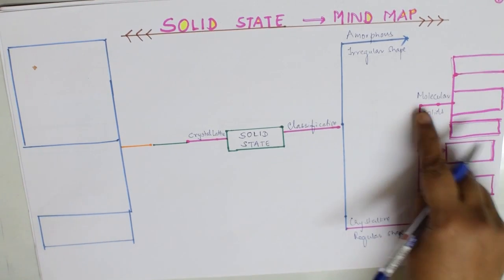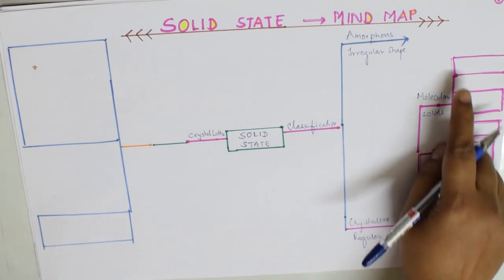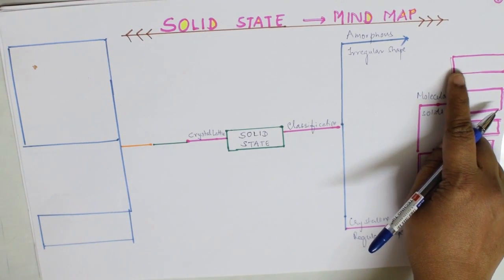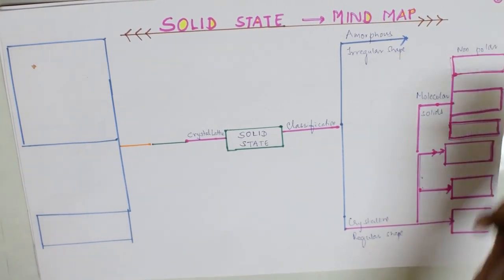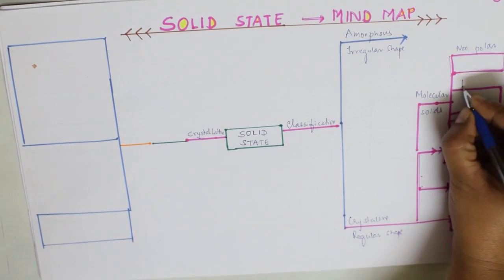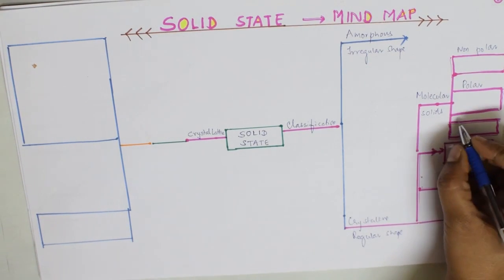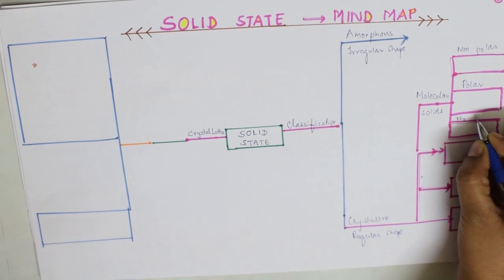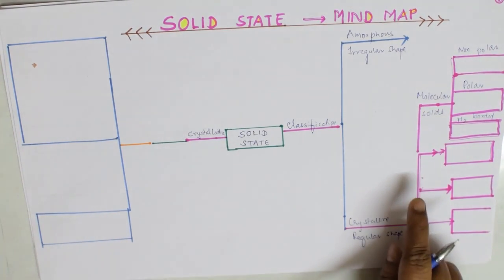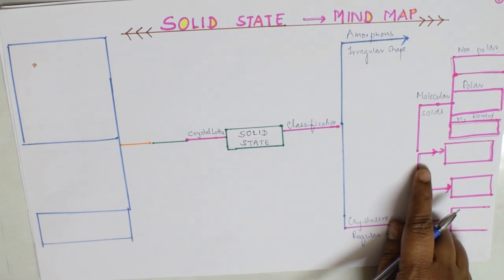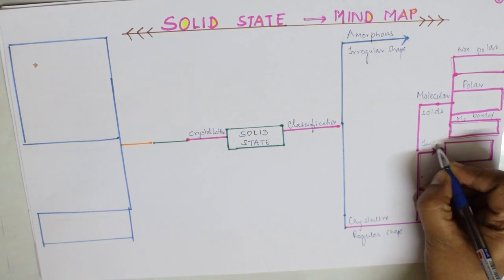Molecular solids are again further divided into 3 varieties. The first variety of the molecular solids is non-polar solids. The second category of the molecular solids is polar solids. Done. The third category of molecular solids is hydrogen bonded solids. Done. Further, after molecular solids, there is one more classification of crystalline solids, that is ionic solids.